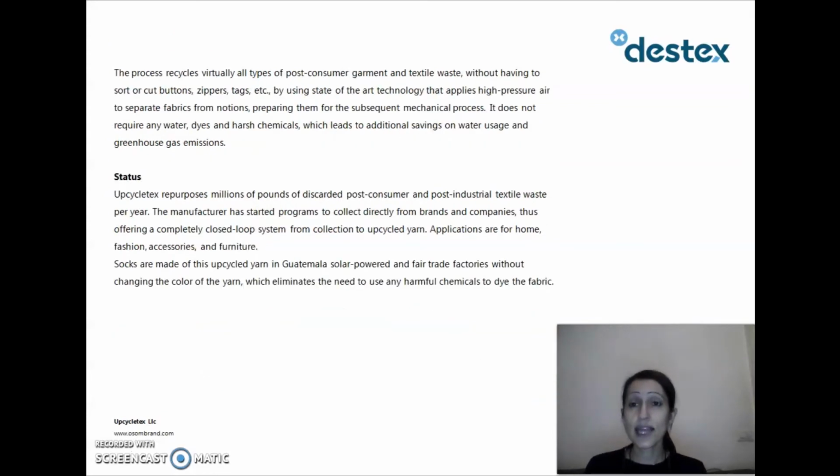The process recycles virtually all types of post-consumer garments and textile waste without having to sort or cut buttons, zippers, tags, etc. It uses state-of-the-art technology that applies high-pressure air to separate fabrics from notions, preparing them for the subsequent mechanical process. It does not require any water, dyes, or harsh chemicals, which leads to additional savings on water usage and greenhouse gas emissions.